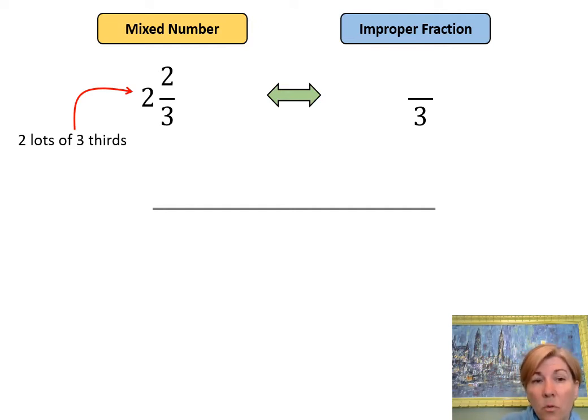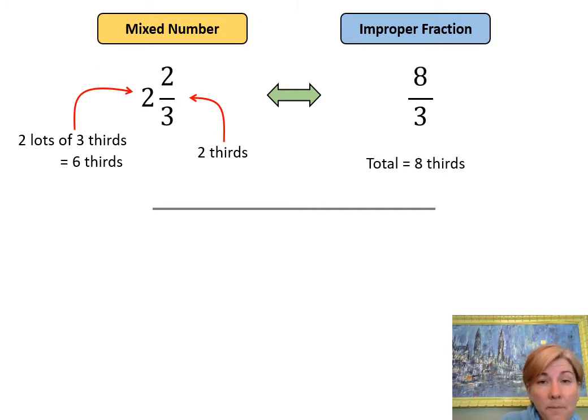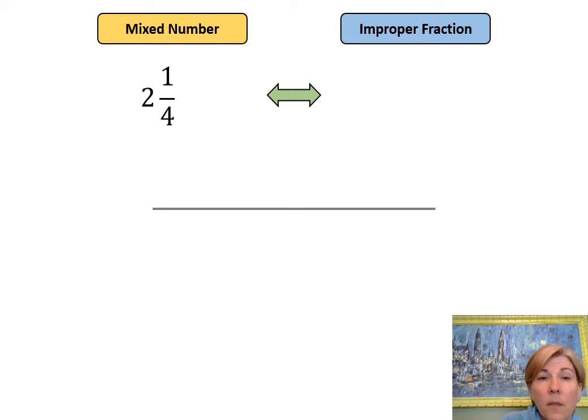So we have 2 complete pizzas cut into thirds. So that's going to be 6 pieces. And then we have these extra pieces here, these 2 more. So that's going to be a total of 8 pieces.